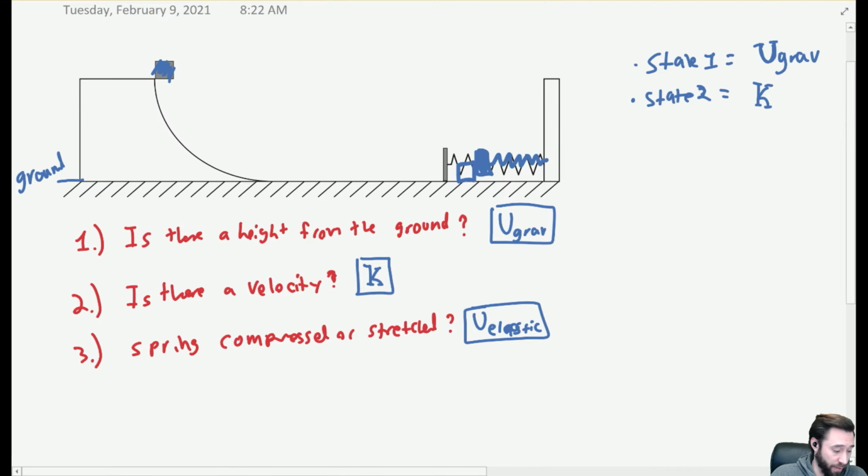Is there a height from the ground? No, it has not gone up or down. So there's no height from the ground. Now this is the part where people get confused.